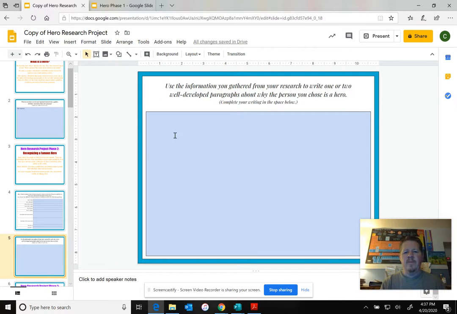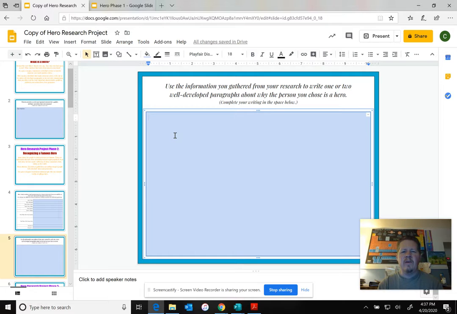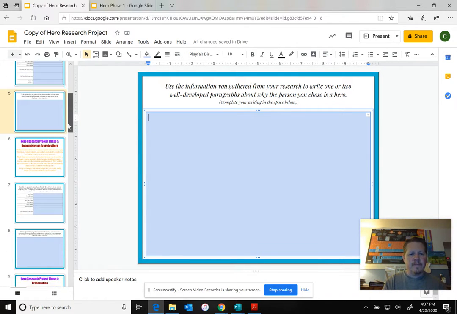Then you're going to type up a paragraph about what you found out about that person, who they are, what makes them famous, and then describe what they've done in their community to help out. That makes them a hero.